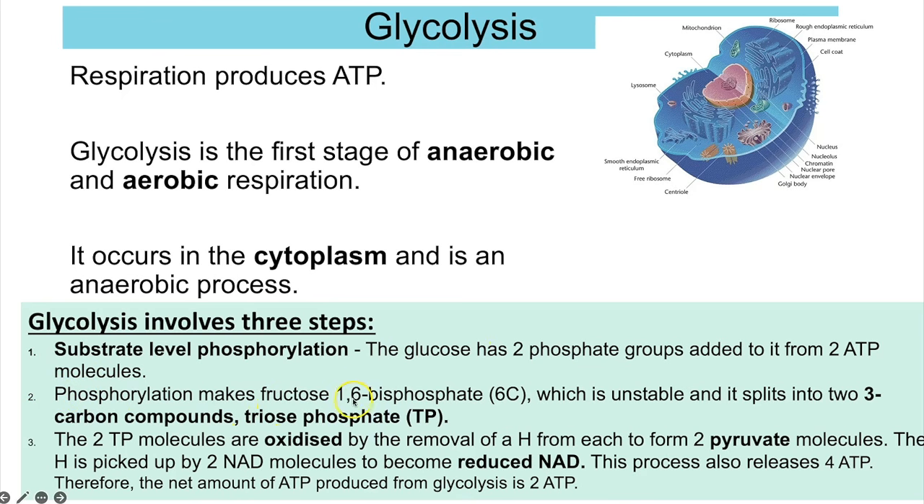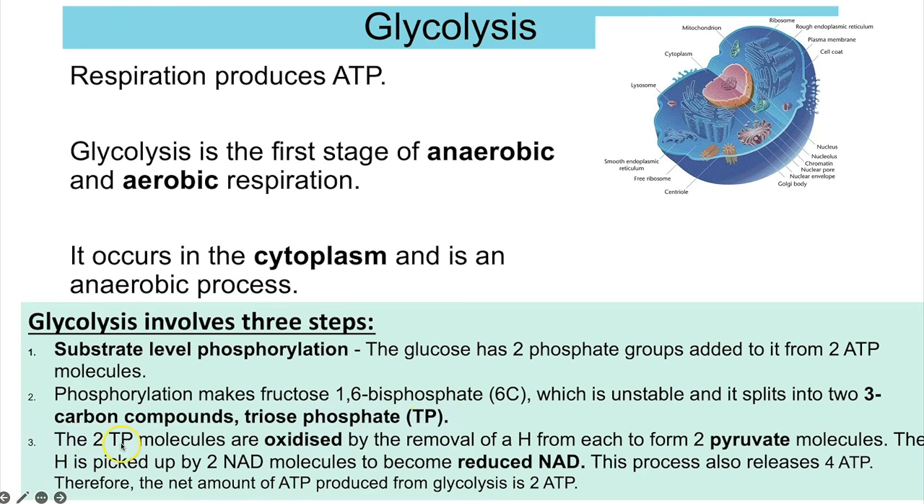Once you've added those 2 phosphate groups to glucose, it creates fructose 1,6-bisphosphate, which is still a 6-carbon compound, like glucose. But because it's gained that energy from the bonding of those 2 phosphate groups, it makes it unstable, and therefore it splits immediately into 2 3-carbon compounds known as triose phosphate, or TP.